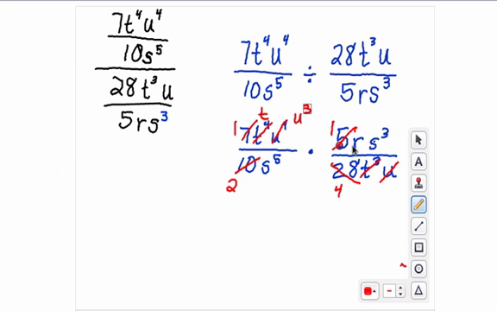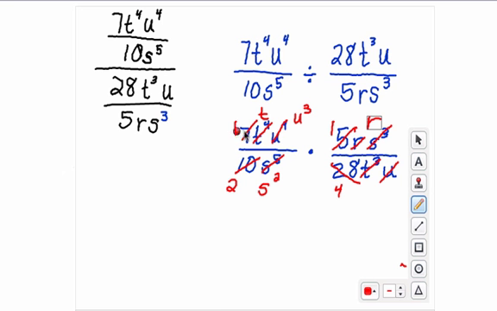Okay, so now there's only this r here, and then s to the 3rd. We have 3 s's up here. We're going to subtract those 3, take 3 of them away down here. This becomes s squared. We don't want to forget this r, so I'm just going to put it up here so I don't miss it.